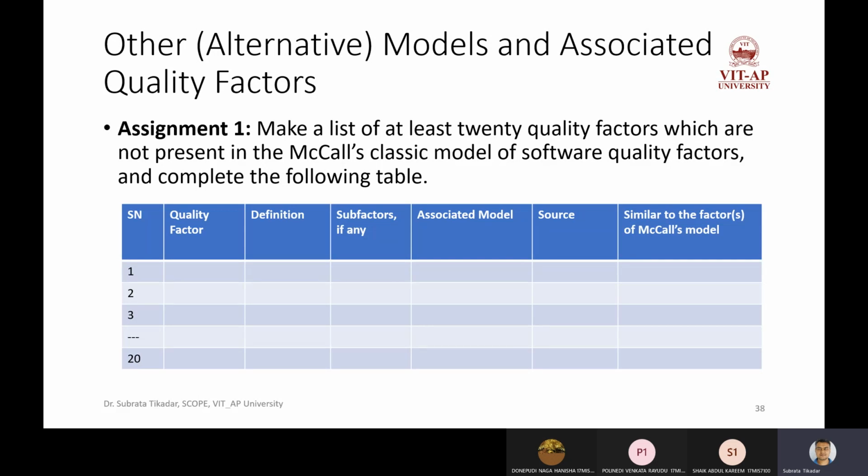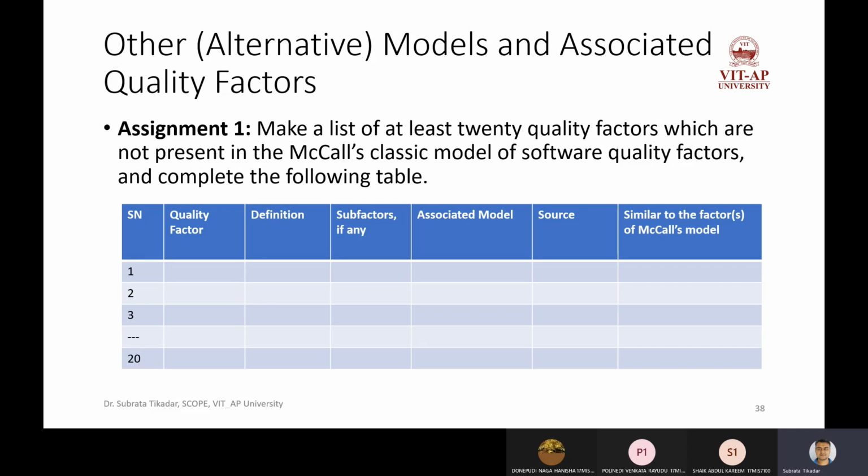You have to make at least 20 rows in this table. The first column is for the serial number. In the second column you write the name of the quality factor. Then the definition of the quality factor, and whether there are sub factors or not. Some factors are multidimensional, two-dimensional or three-dimensional, as we have discussed. If there are any sub factors, you have to mention them, and where you found it, meaning the associated model.